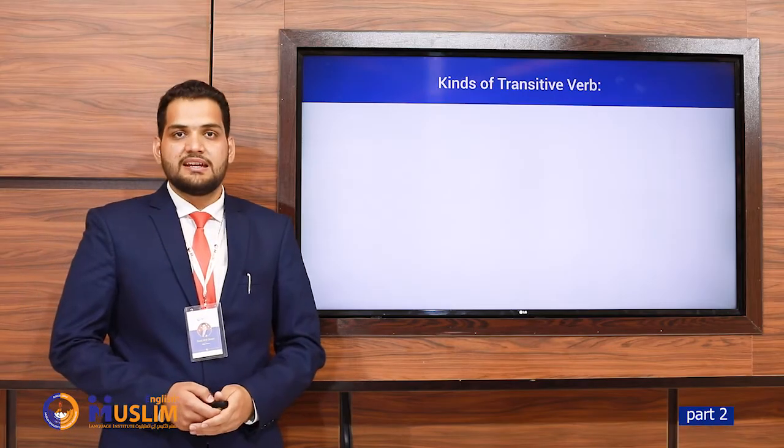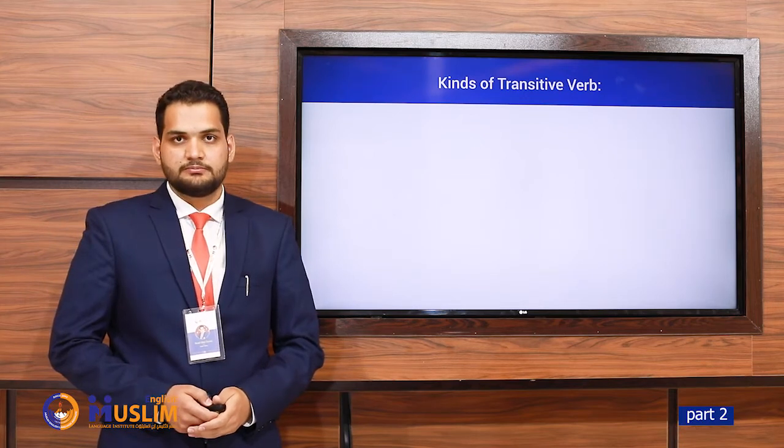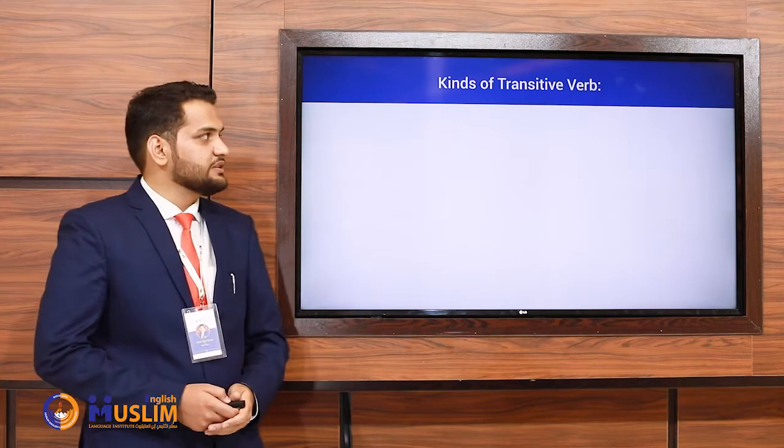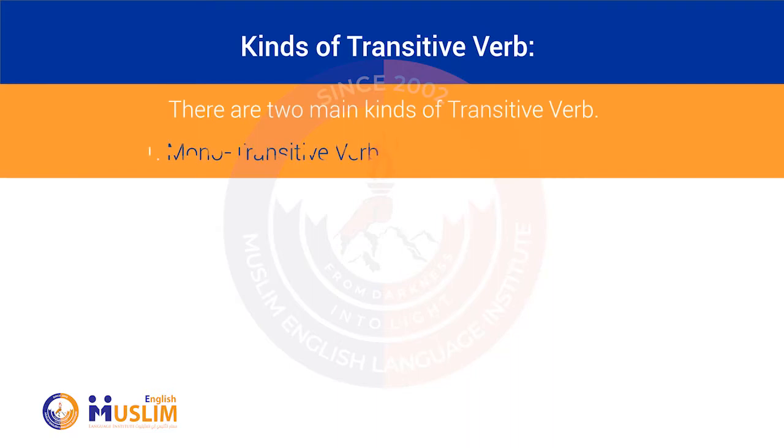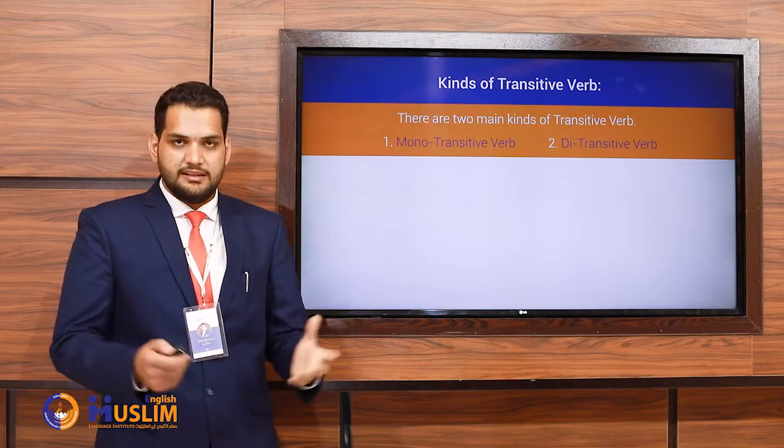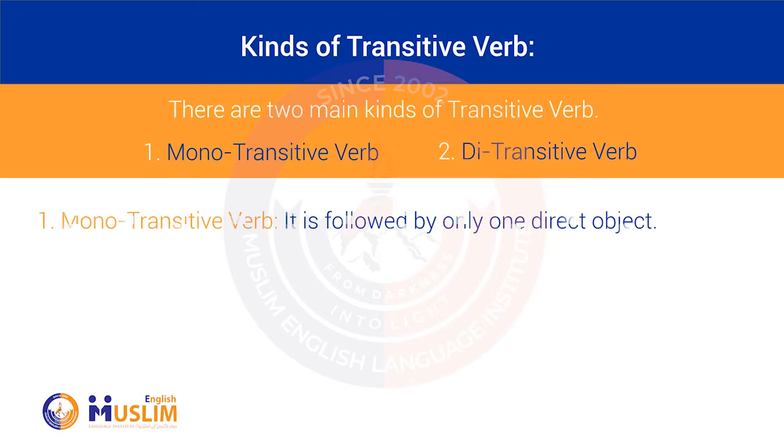Let's talk about the kinds of transitive verb. A transitive verb has two kinds. Number one, monotransitive verb, and number two, ditransitive verb. Let's discuss the first one. Monotransitive verb. It is followed by only one direct object.